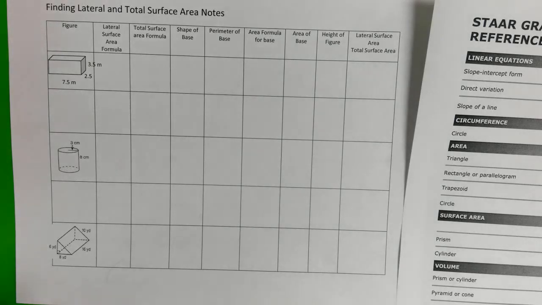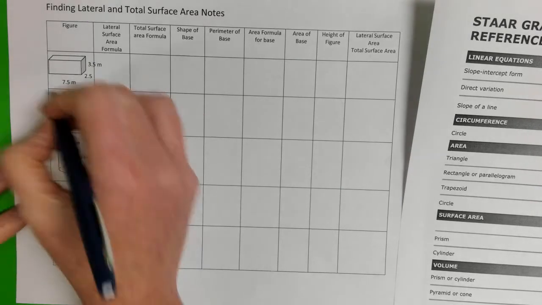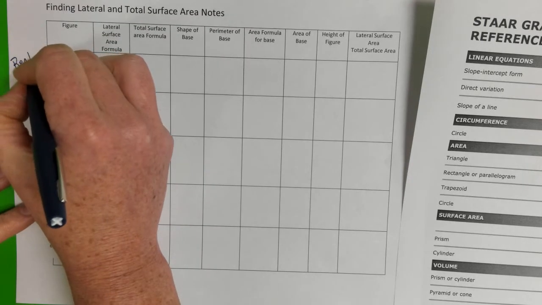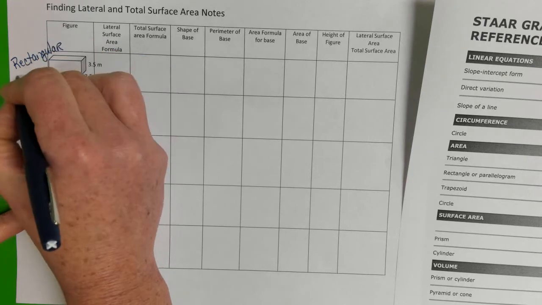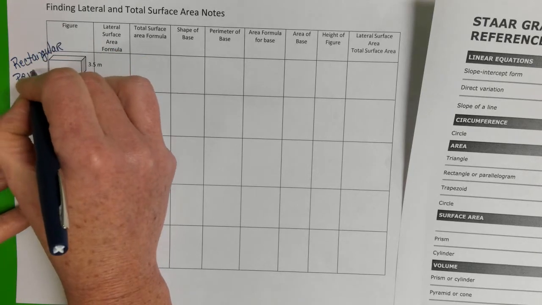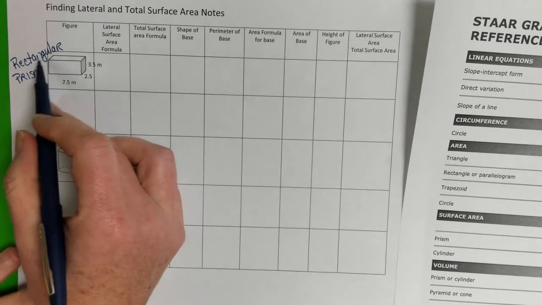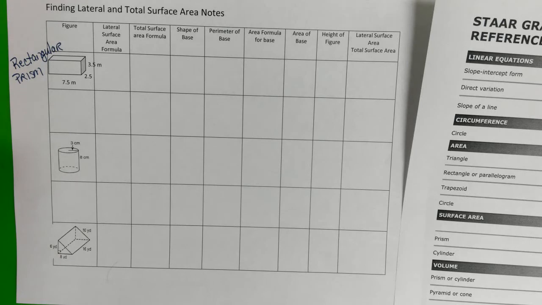Okay, in this lesson we're going to talk about lateral and total surface area of a rectangular prism. So this first one is a rectangular prism, and we're just going to walk through the steps that we need to think about. Now, one thing I want to tell you about this rectangular prism is sometimes rectangular prisms are a little bit tricky on where the base should be.